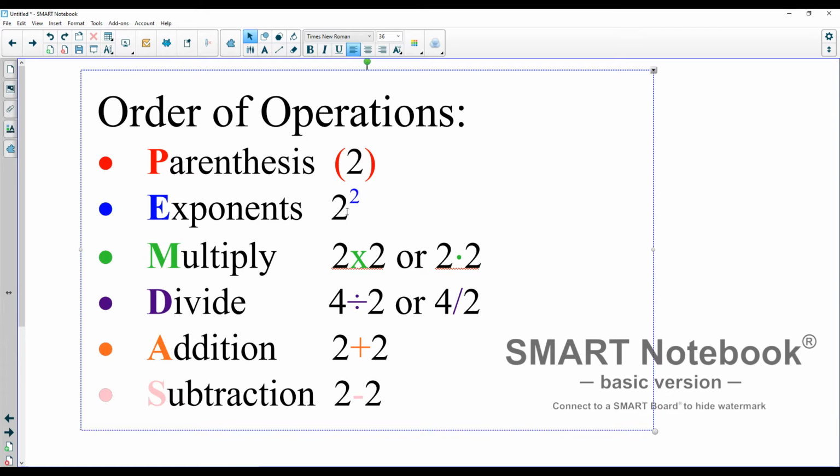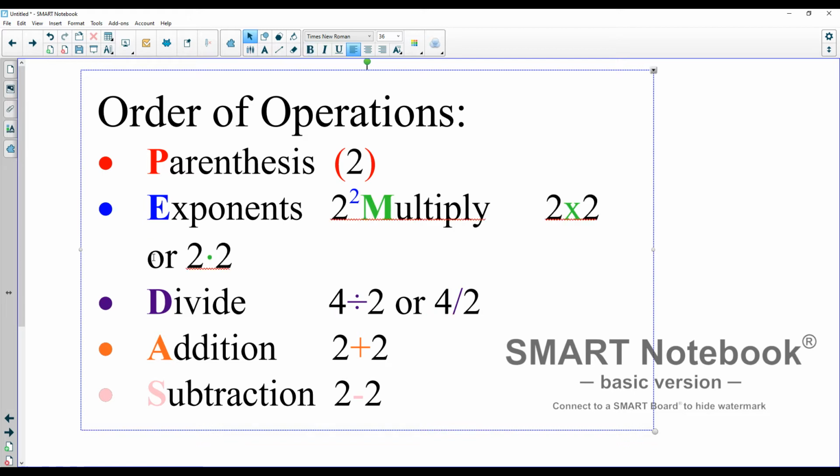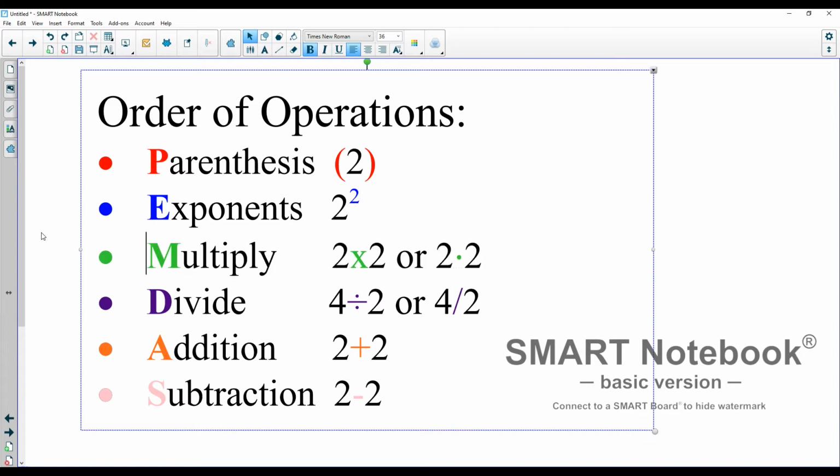Exponents is when you raise a number to a power. So like this one, 2 squared means that we are going to... that's not quite working how I want it to. That's okay. There we go. 2 squared is the same as 2 times 2, which is 4.